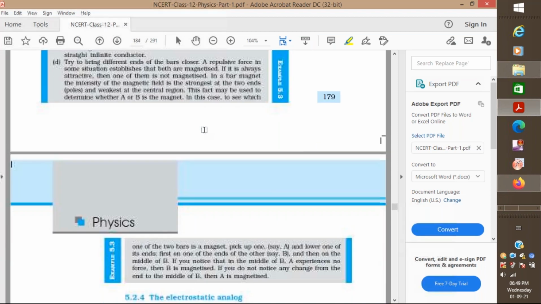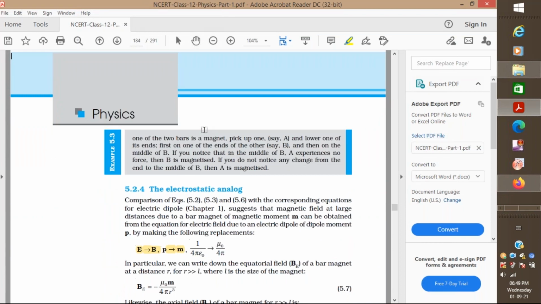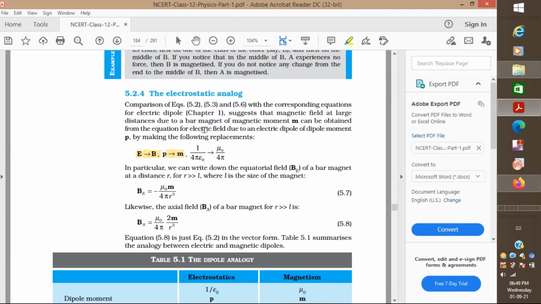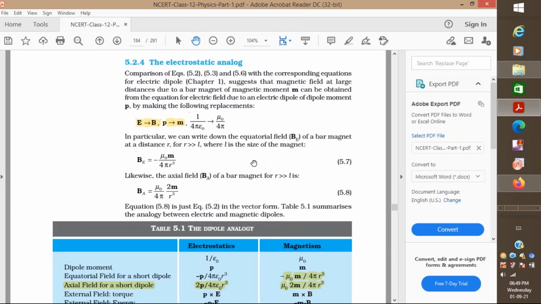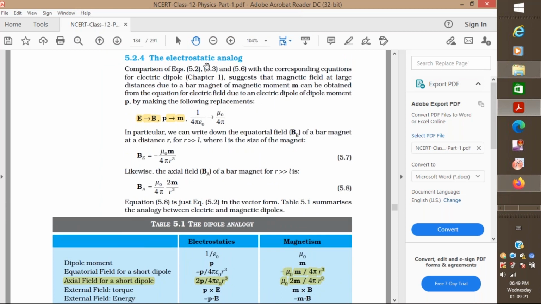Okay, so this is the thing. If you bring any magnetic dipole into a uniform magnetic field, it will try to orient in the direction of the magnetic field. That is the natural tendency, because if the magnetic moment and magnetic field are parallel to each other, then the energy of the dipole is minimum, which is called the most stable state. Now we'll see a few comparisons, the electrostatic analog here.